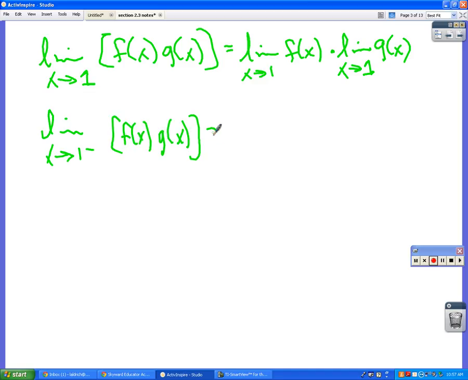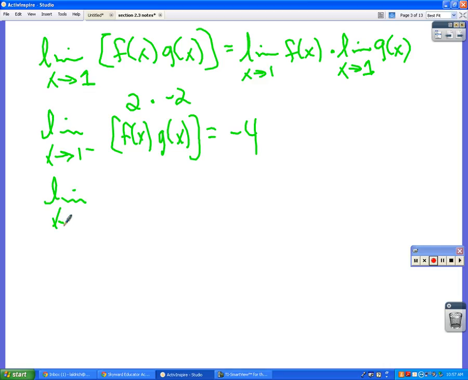Like that. What would the answer to that be? This limit is still going to be 2, since the limit as x approaches 1 from both sides is 2, so from the negative side this is 2. What's the limit as g of x approaches 1 from the negative side? Negative 2, and so that gives me an answer of negative 4.